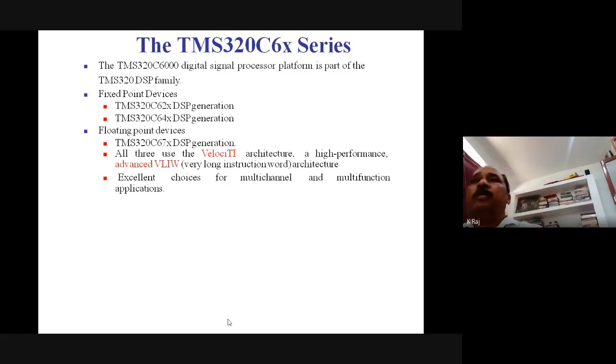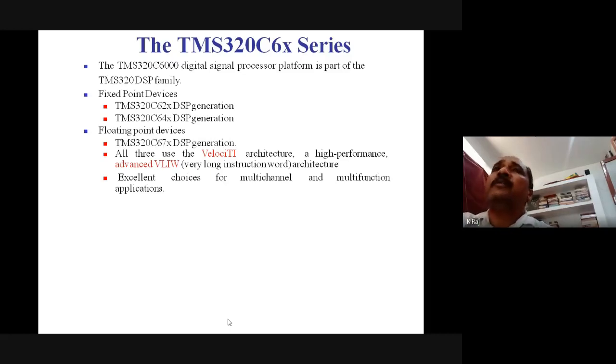If we come to the floating point processor, then we have the TMS320C67X DSP generation. This is the family of floating point DSP devices. All three use the VelociTI architecture, which is a high performance advanced VLIW, that is, very long instruction word architecture.